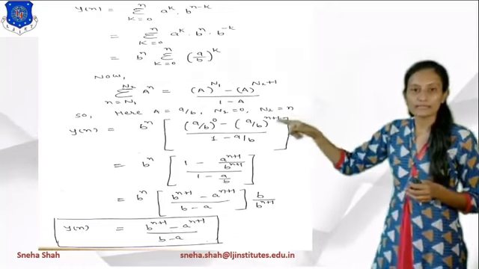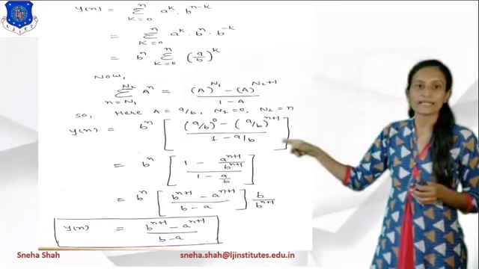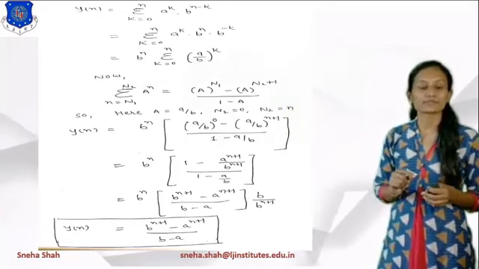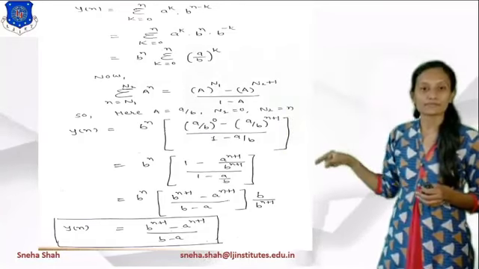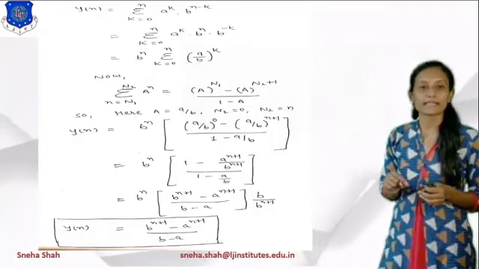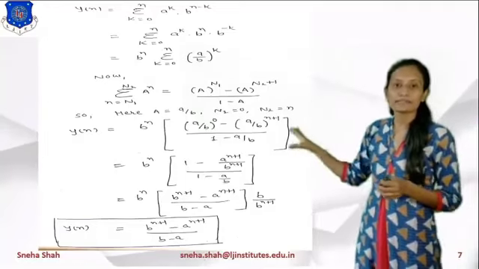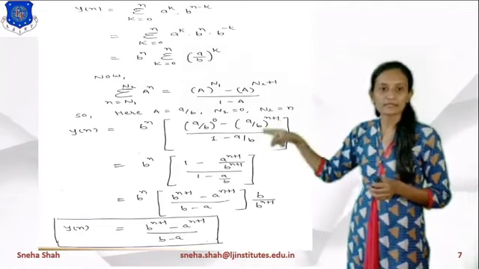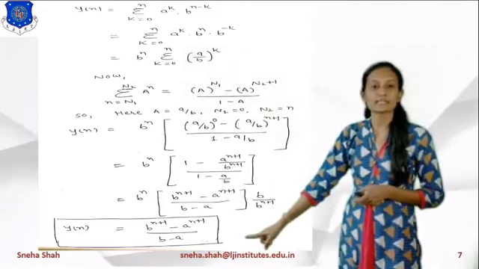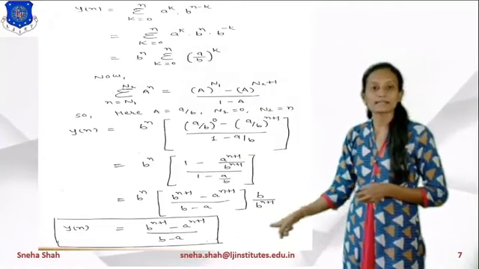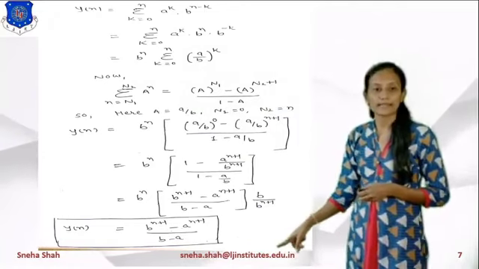If we put these three values in this equation, the next term will be y of n equals b raised to n, a by b raised to 0 minus a by b raised to n plus 1, upon 1 minus a by b. Now if I simplify this, any term raised to 0 means 1, and after simplification, its answer equals b raised to n plus 1 minus a raised to n plus 1, upon b minus a.